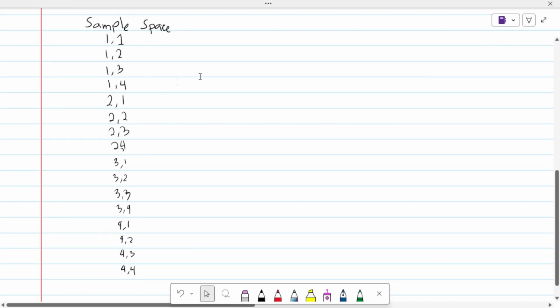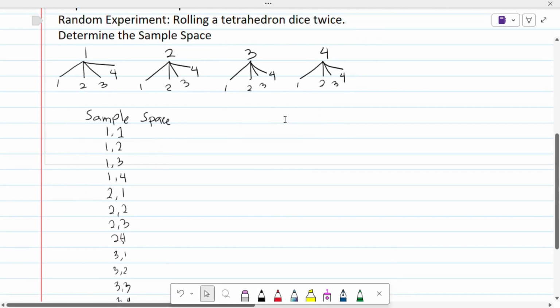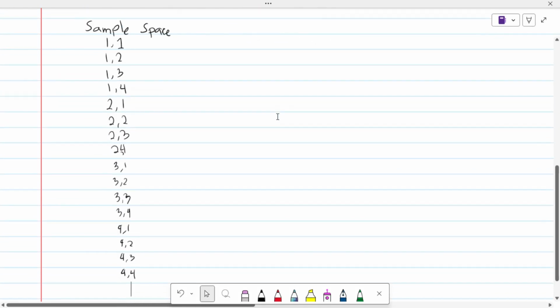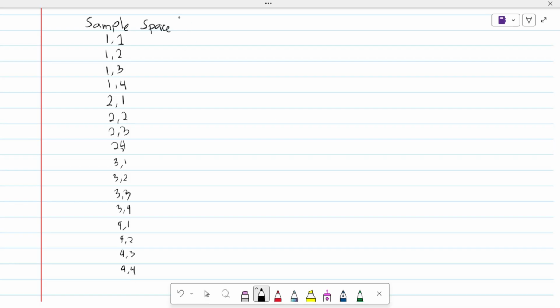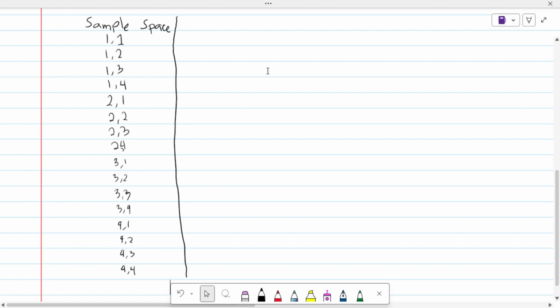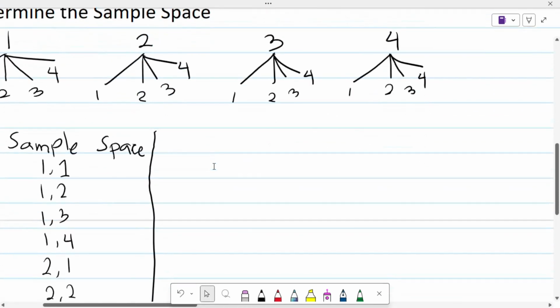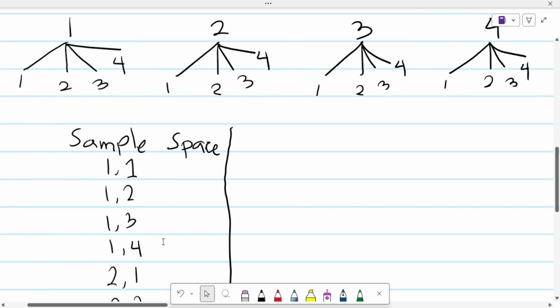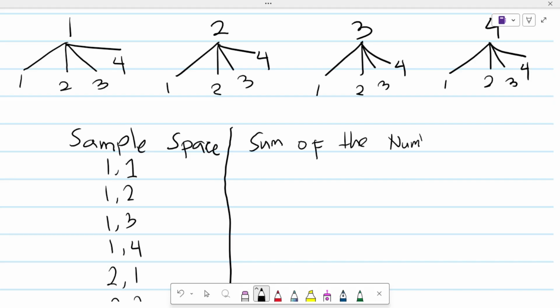We have 16 outcomes. And then we are going to write our random variable x. So first we make another column. Let me draw a line here. So remember that our random variable x denotes the sum of the numbers.